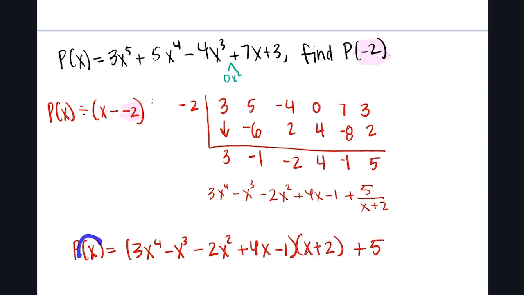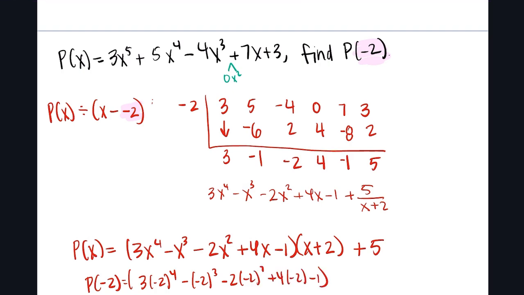Now if I replace the x with a negative 2, that would be 3 times negative 2 to the 4 minus negative 2 to the 3 minus 2 times negative 2 squared plus 4 times negative 2 minus 1. And then I have my negative 2 plus 2, plus 5. So I'm just replacing all the x's with a negative 2. And then I could put that all in my calculator.